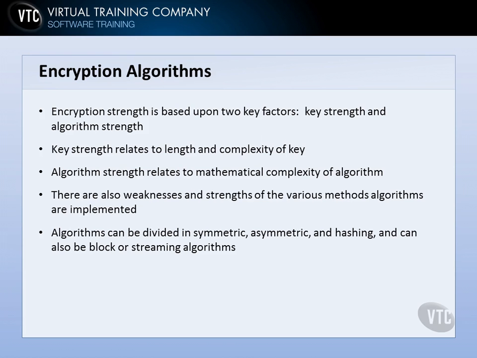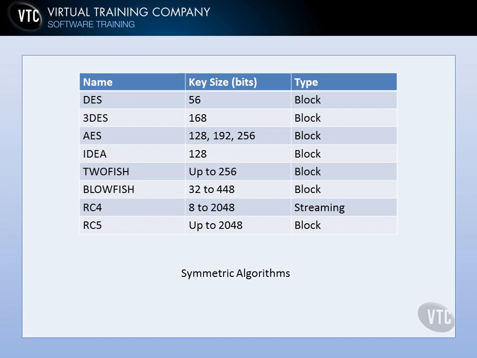Now, I mentioned that algorithms are divided into symmetric, asymmetric, and hashing, and we're going to talk about the hashing a little bit later. But you can also classify them as block or streaming. So let's talk about which ones are symmetric and which ones are asymmetric and which ones are block and which ones are streaming. Now, it's easy to pick out the streaming one. That's RC4. And to be perfectly honest, in most certification exams you take, most cryptography discussions are really going to mention RC4 as basically the only streaming algorithm you need to concern yourself with.